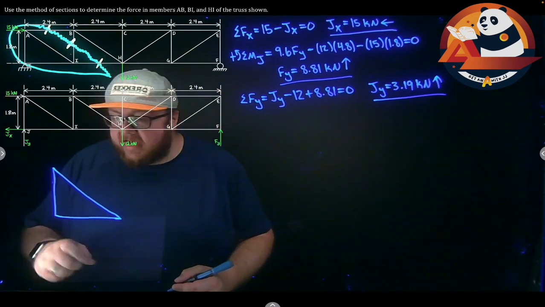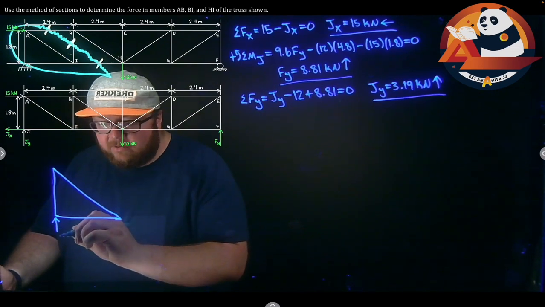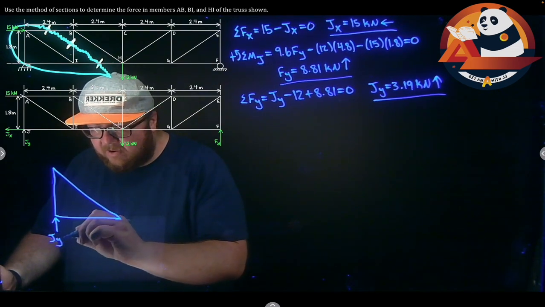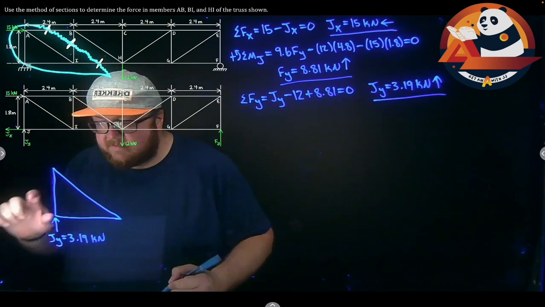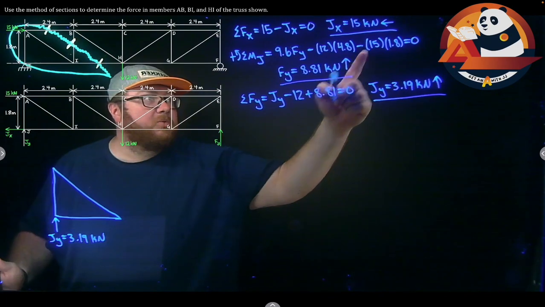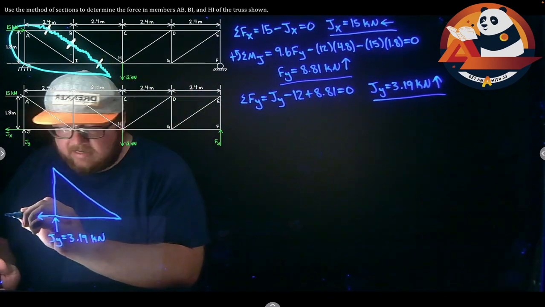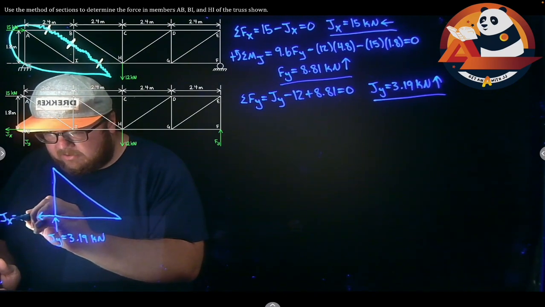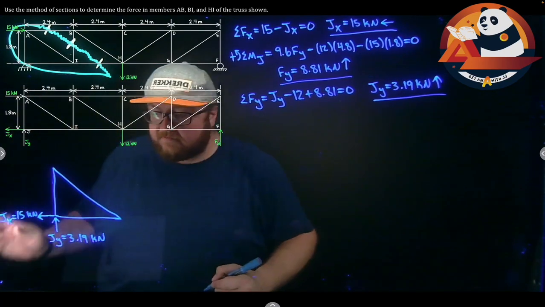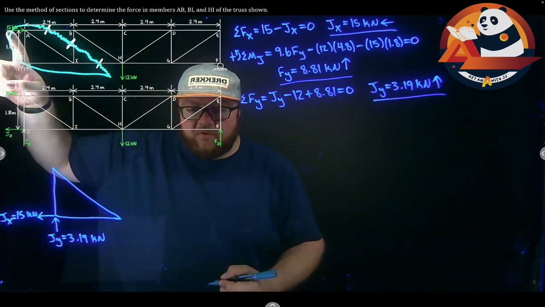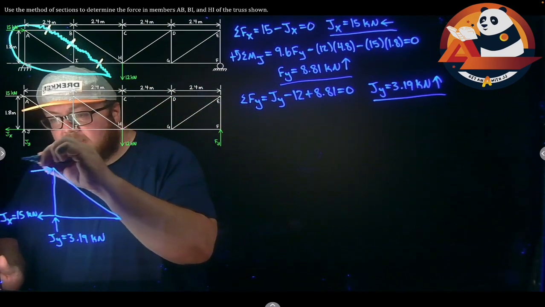I know at J, I need to have JX and JY. JY goes up, and it was 3.19. JY is 3.19 kilonewtons. JX, we found up above, went to the left, 15 kilonewtons. So we'll label that in there. JX equals 15 kilonewtons. And up at the top, there was a known force of 15, going to the right, 15.